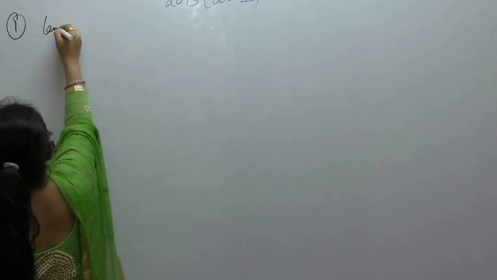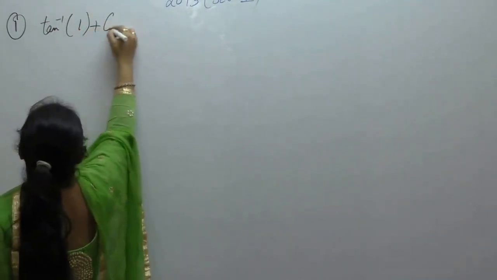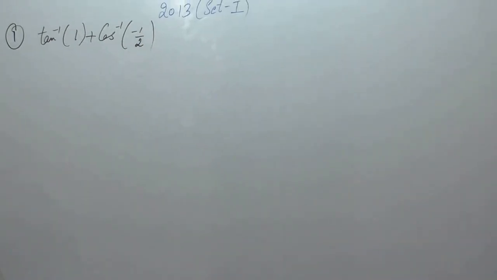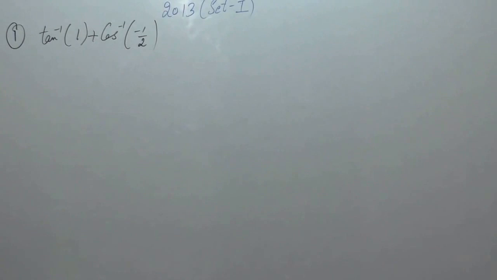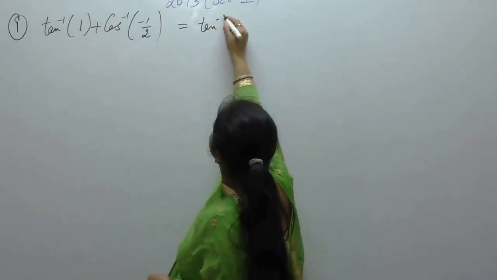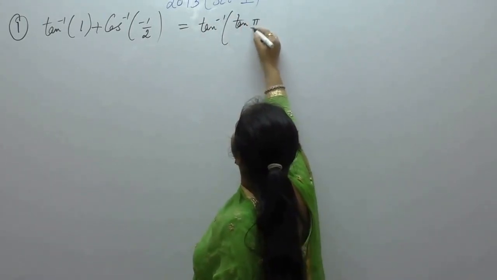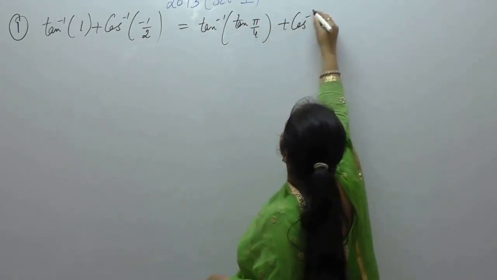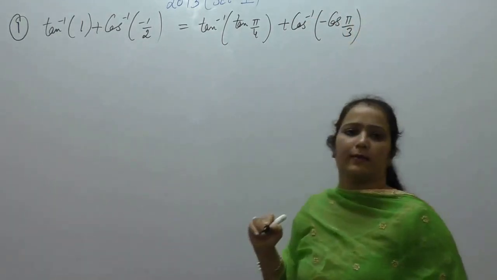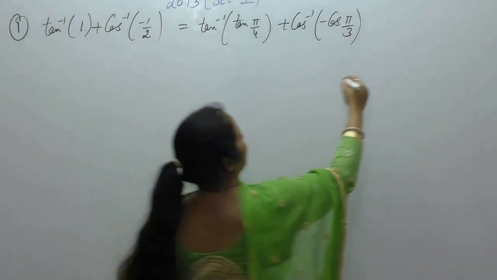The first question is, find the principal value of tan inverse 1 plus cos inverse minus 1 by 2. Tan inverse 1 is the value of tan pi by 4. So we can write it as tan inverse tan pi by 4 plus cos inverse minus cos of pi by 3. 1 by 2 is the value of cos pi by 3.